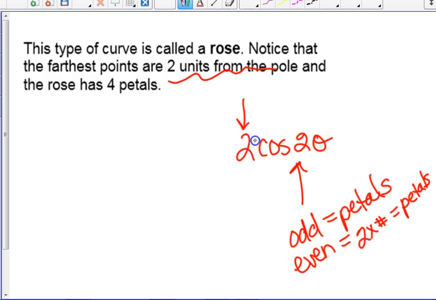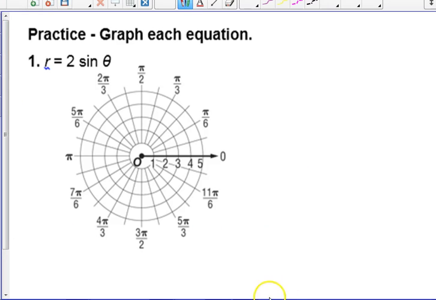So the fact that there was a 2 here meant they were 2 units long. The fact that there was a 2 back here meant there were 4 petals. The fact that there was cosine means it has symmetry with the x-axis or the polar axis, but that's the next part of the lesson. First of all, we're going to just graph these. Can you do these 3 real quick?